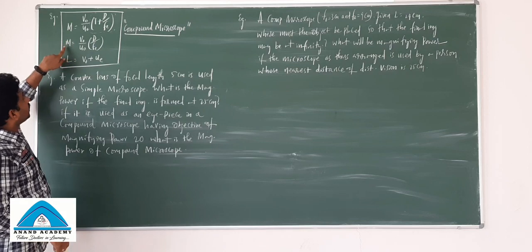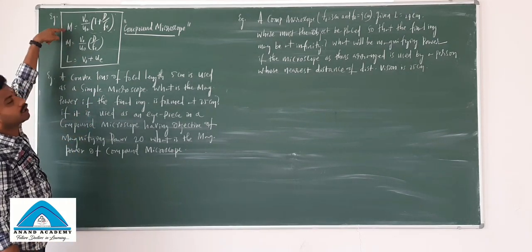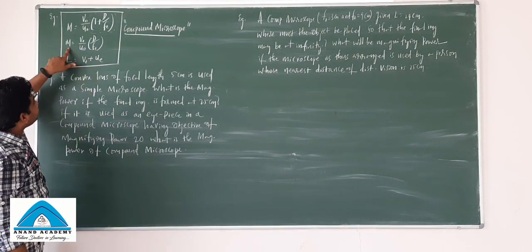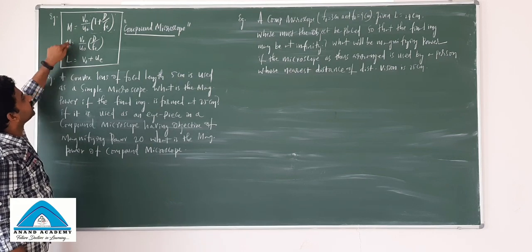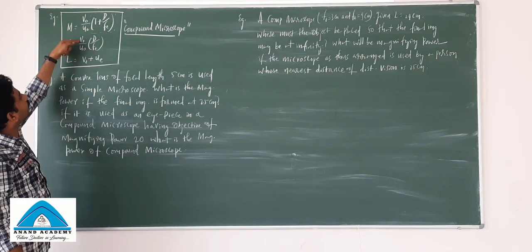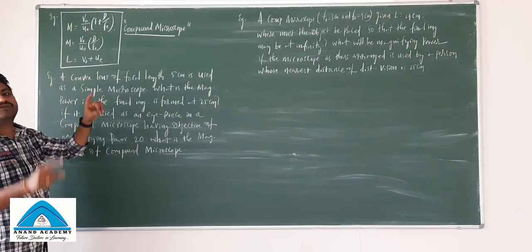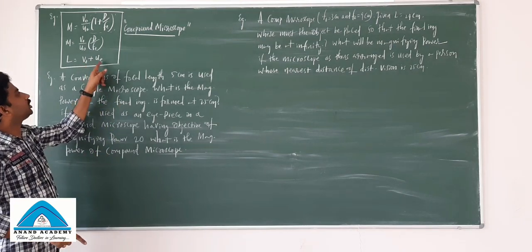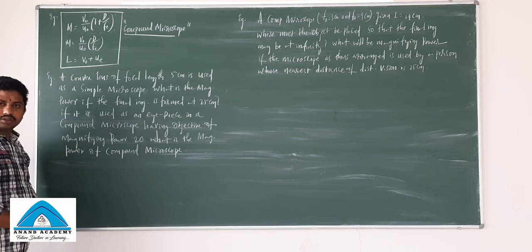So next case, when the image is formed at infinity. So previous one is when the final image is formed at near point, and this is when the image is formed at infinity. This is the magnifying power. v_o by u_o is D by f_e, and length of the tube of compound microscope is v_o plus u_e. Now, first question.